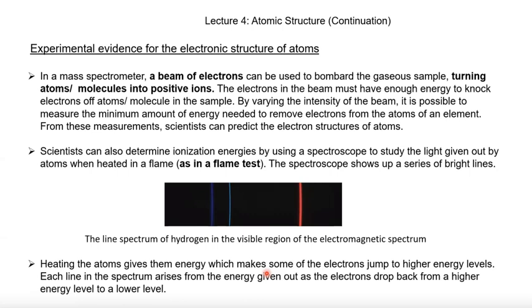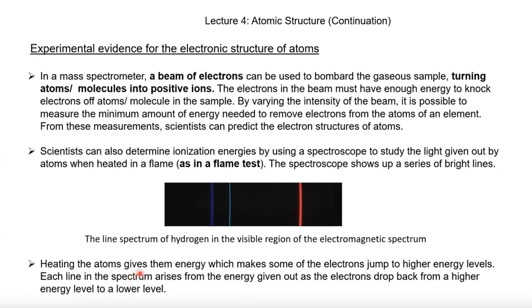Not only this instrument, but also spectroscopy can be used to study this, which studies the light given out by atoms when heated in a flame. In practical class, in AS and A level, this is called a flame test. The spectroscope shows up a series of bright lines. Here it is shown. See? And this is the electromagnetic spectrum, the emission spectrum of the hydrogen atom.